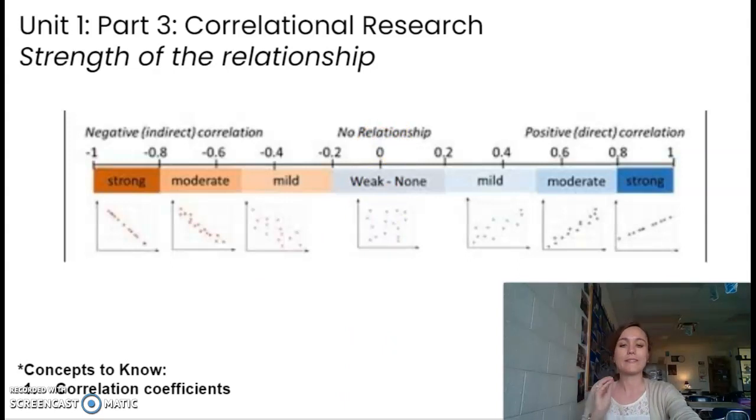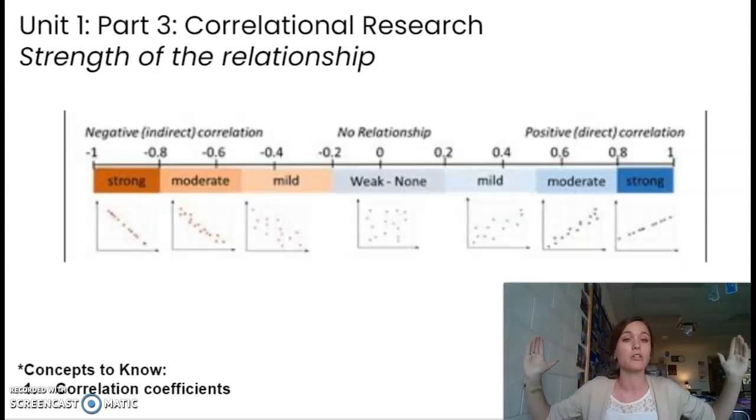AP Psychology students will not be asked to calculate a correlation coefficient, but you do need to understand what they represent. You can see on this diagram that the farther away the coefficients get from 0, the stronger the relationship is. So a coefficient of positive 1 and a coefficient of negative 1 both represent perfect correlations. They're very strong correlations. The relationship between the variables on those graphs is very strong, regardless of whether it's positive or negative. Those positive and negative signs just let us know if the relationship is positive or negative, but both positive 1 and negative 1 correlation coefficients are very strong relationships.